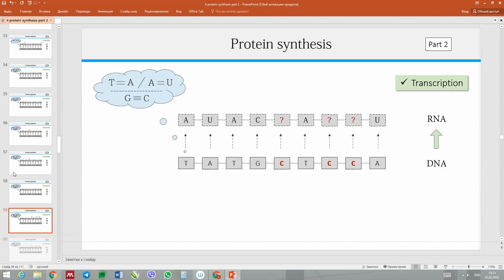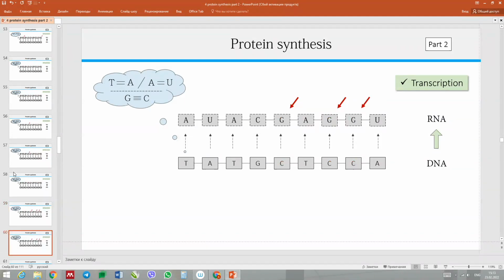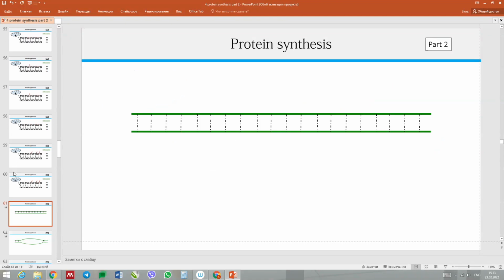Cytosine in the DNA will correspond to guanine. You see, now we performed correct transfer of information from DNA to RNA with the help of data transfer protocol represented by the complementary principle. And now let's look in more detail how this happens.